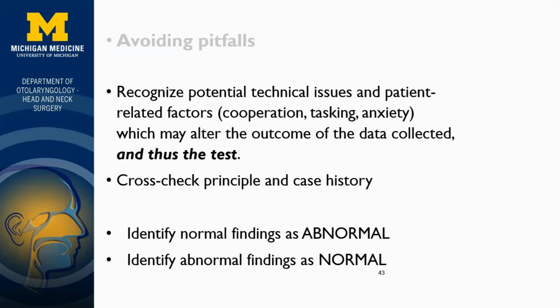And then just like anything else in medicine, you always want to consider the cross-check principle and case history. If you get caloric responses that don't make any sense related to the case history, consider looking further at those tracings or those outliers, or consider using water calorics versus air, or adding on an additional test for cross-check such as rotary chair. Big picture, you don't want to identify normal findings as abnormal. You want to identify abnormal findings as abnormal and normal as normal.